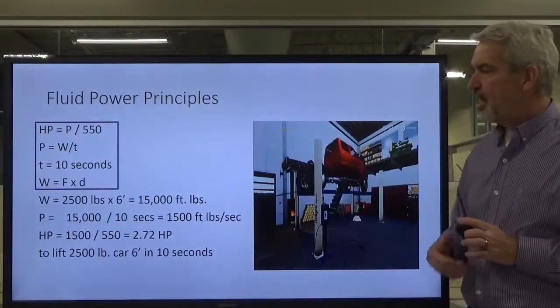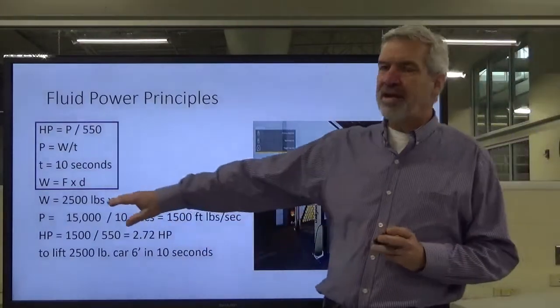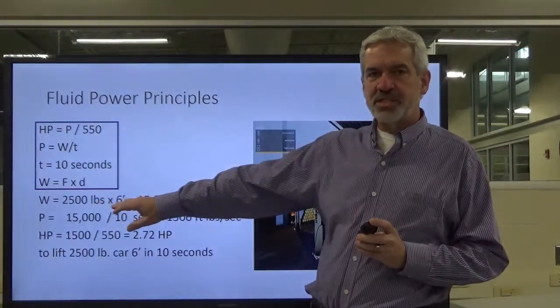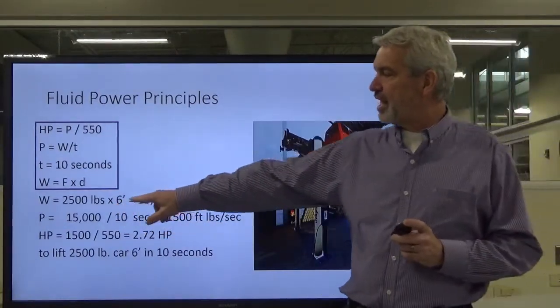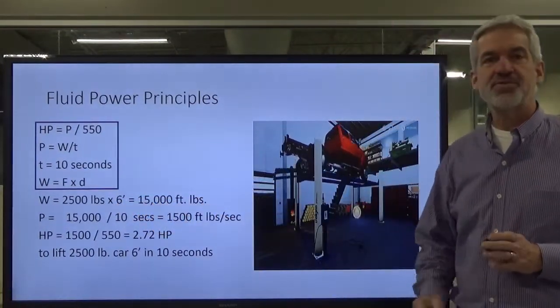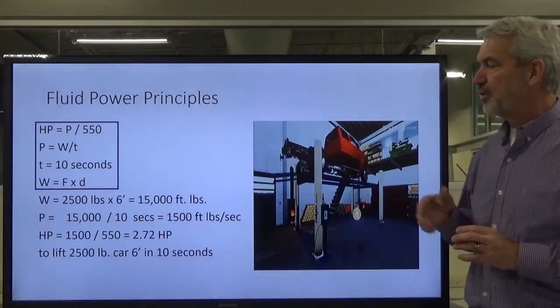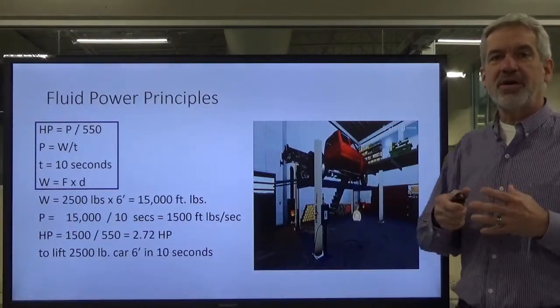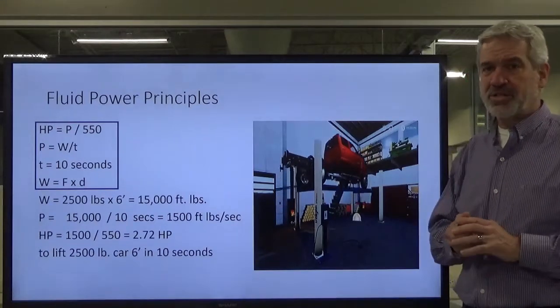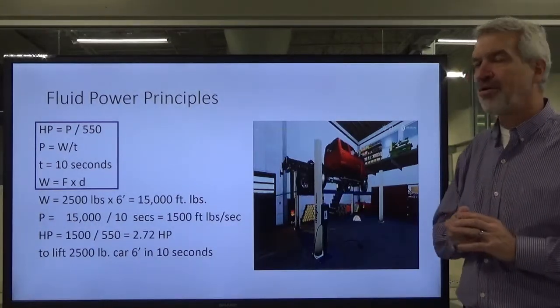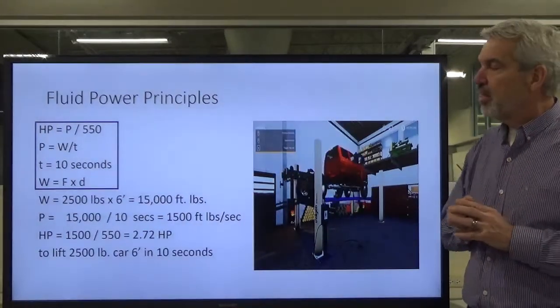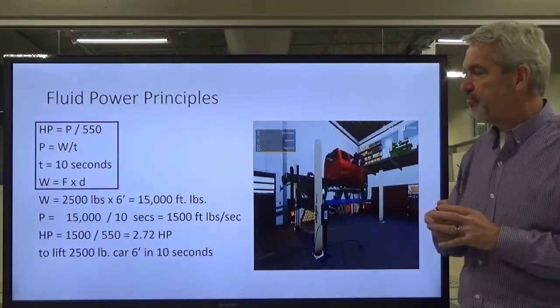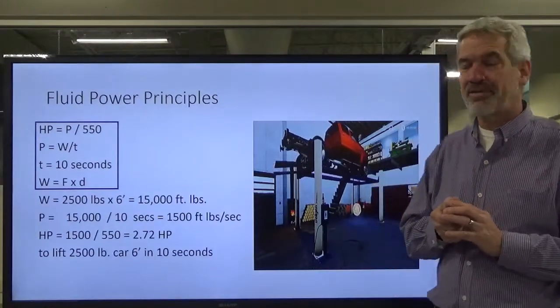In order to do that amount of work, moving the 2,500 pounds times the distance we're going to move that vehicle, it's going to take 2,500 times 6, which is 15,000 foot-pounds of work to complete that task. Now, how much power is that going to take? Because that's what we really want to get down to. How much power in a fluid power system, particularly a hydraulic system, is going to be required to move that vehicle that distance in that amount of time?